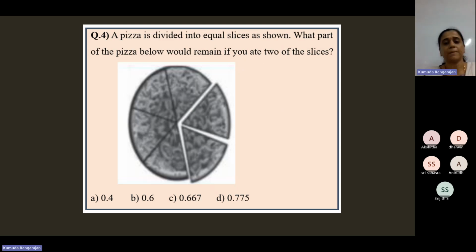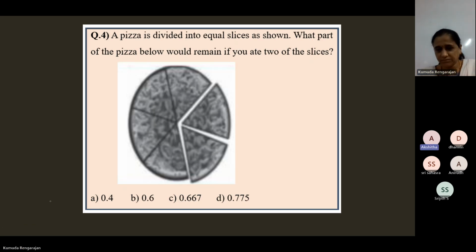This is the next question. Ma'am, we should write this question. No. A pizza is divided into equal slices as shown. What part of the pizza below would remain, meaning will be left over, if you ate 2 of the slices? So you eat this and this. So what will be left? This and this and this will be left. So you'll have to select that from the options here.